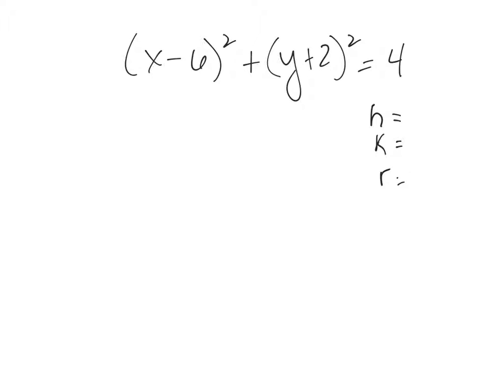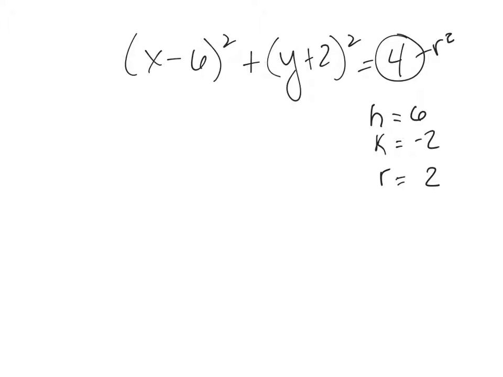H is the x coordinate. It is 6. K is negative 2. And r is 4? No, it is not. It's 16? No, it is not. It's 2. You square root that guy. That's r squared. Keep looking at your formulas and make sure you know that square root. This is the square of r, so r is 2.